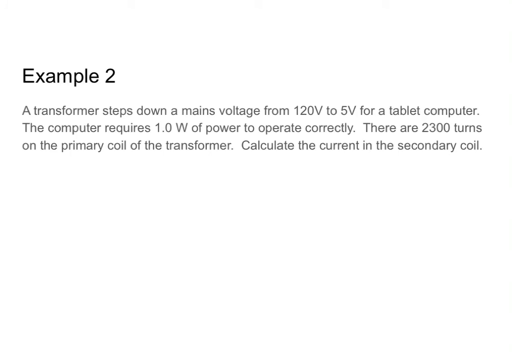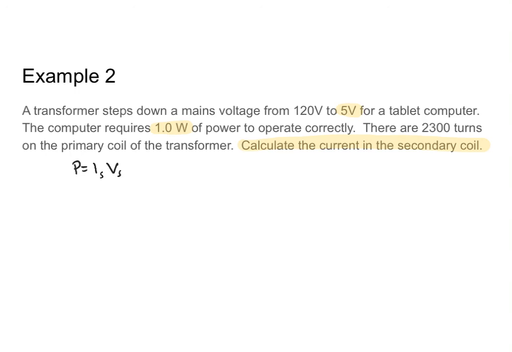So we're going to look at example 1 again, but this time we're going to calculate the current in the secondary coil. And to do that, I am going to need to use this piece of information here, the wattage of that coil, as well as the 5 volts. So I know that electrical power P is equal to current times voltage. And specifically, I'm looking at my secondary current and voltage, since I'm looking at the voltage and current in my tablet, or that secondary coil.